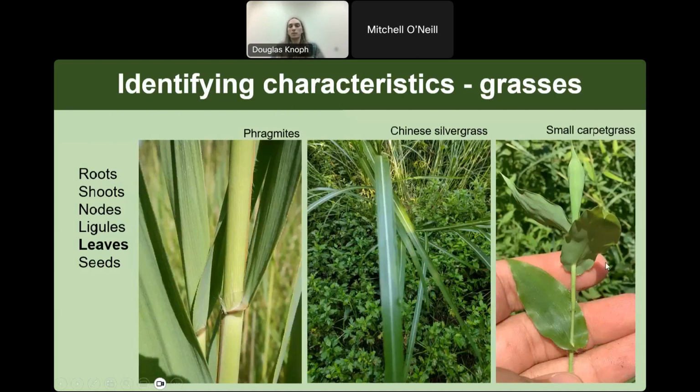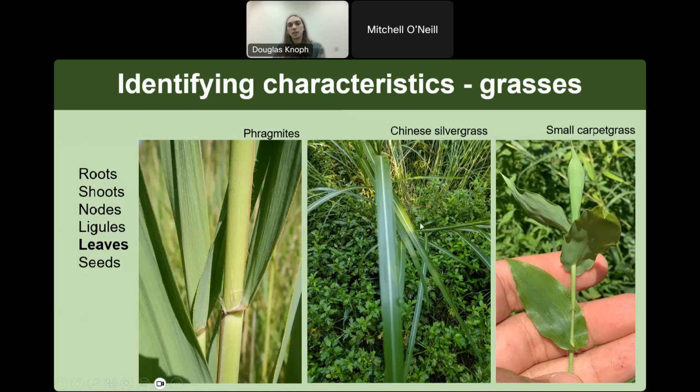So leaves, obviously, when you think of grass, you think of a blade of grass in your lawn, which is pretty much all leaf. A lot of invasive grass species have more complex structures, but the leaves are still important and can be used for ID. A few examples here: Phragmites, those very long, stiff leaf blades. Some of these, if you look closely, have a little bit of a serration to the edges of them.